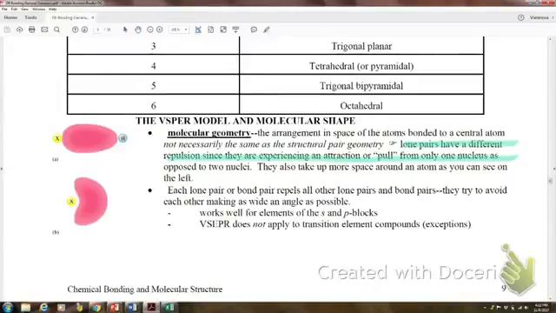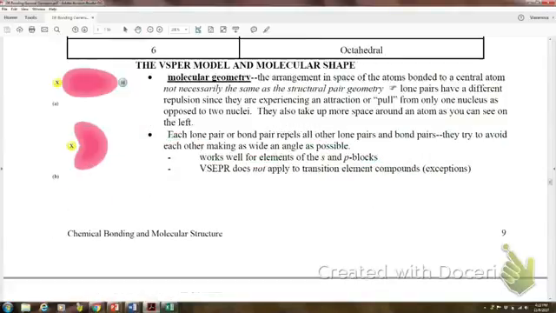Each lone pair, of course, repels, and they try to avoid each other. This works well for elements in the S and P blocks. VSEPR does not necessarily apply to the transition elements. There are a few exceptions, quite frankly, because they're forming ionic bonds. So we're mostly talking about things that are going to be sharing, because that's a molecule. Remember, an ionic bond doesn't have molecules. We call those formula units. So let me take that off, and then we can go down to the next page.